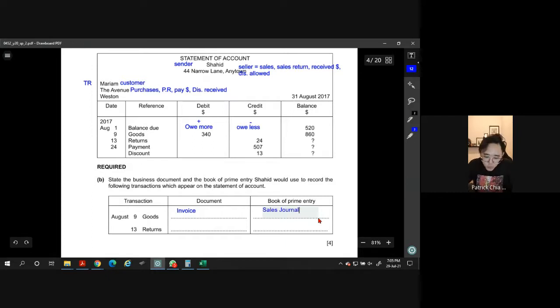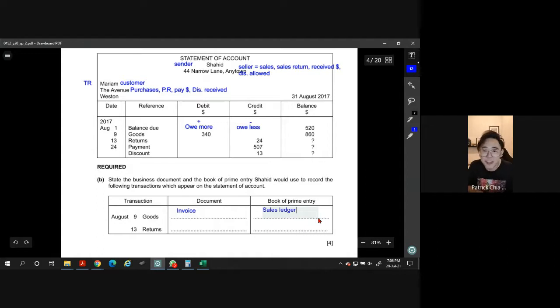All right. So what happens if you suddenly remember wrongly and put sales ledger? Do you get the marks? No, because you use the wrong term. Understand? The moment you use the wrong term, so sorry, cannot have the answer.